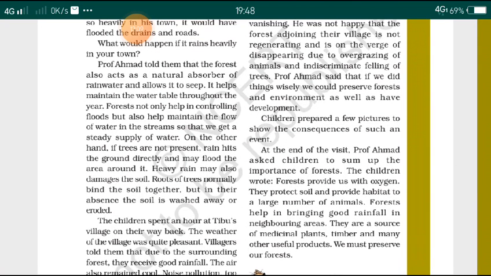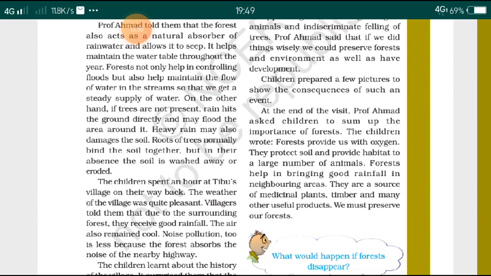Professor Ahmed told them that the forest also acts as a natural absorber of rainwater and allows it to seep in. It helps maintain the water table throughout the year. Forests not only help in controlling floods but also help maintain the flow of water in the streams so that we get a steady supply of water. On the other hand, if trees are not present, rain hits the ground directly and may flood the area around it.